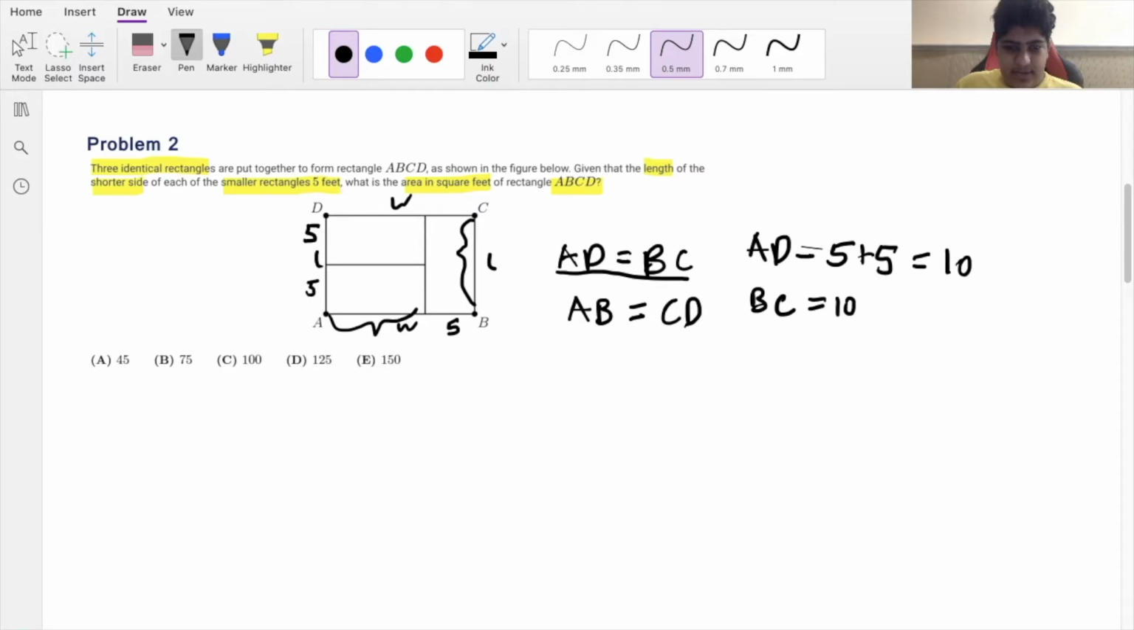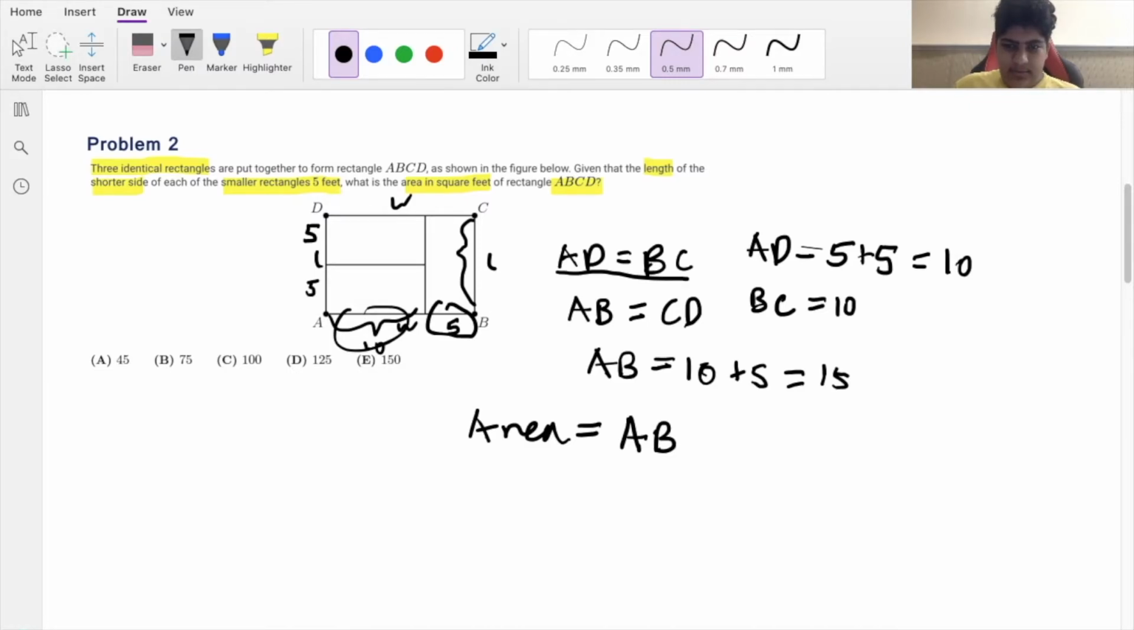Thus, we know that AB is equal to 10 from this segment right here, plus 5 from this portion right here, which is equal to 15. And finally, we find out the area. The area is just equal to AB times AD, which is equal to 15 times 10, or 150.